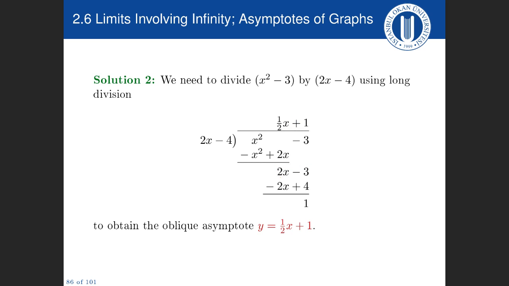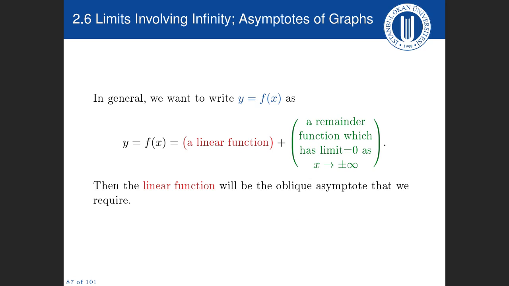So as I said, I prefer the first method, but some of you might prefer solution 2 if you've done this at high school or if you like the way that the textbook is explaining it. In general, we want to write our function y is equal to f of x as a linear function plus a remainder function. That's a function which has limit equal to 0 as x tends to plus or minus infinity. Then this linear function would be the oblique asymptote that we require.